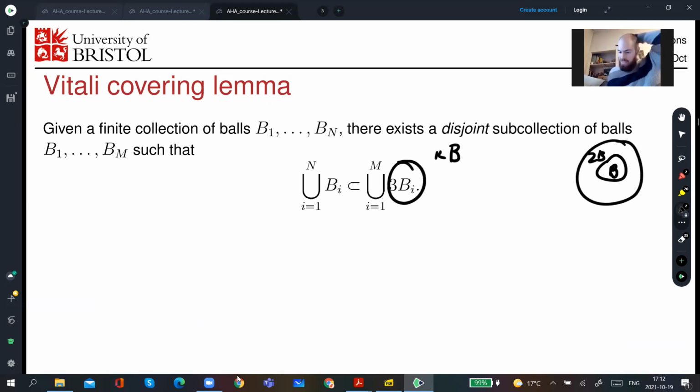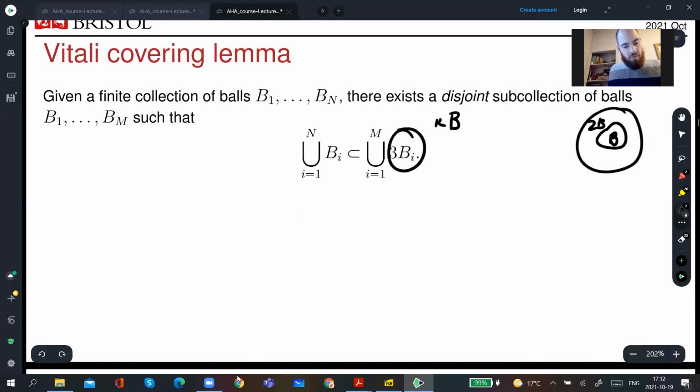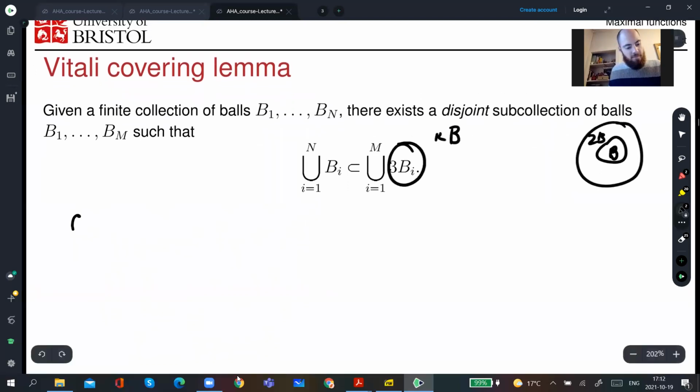And the Vitali covering lemma says that, okay, 2 doesn't work here maybe, but 3 does. I just take the balls and I triple their radius, triple their width. And I can find some sub collection when I do so that is disjoint. How do we prove this? Well, it's just a greedy algorithm, which is a very simple but effective algorithm in this context.